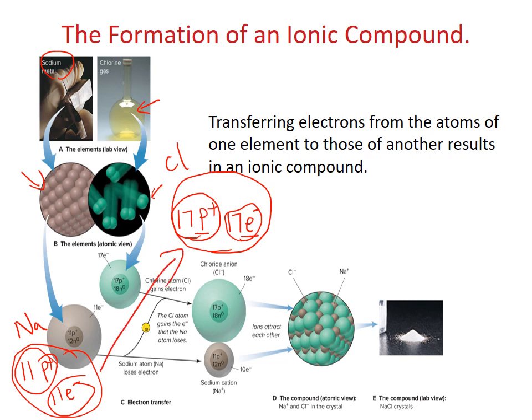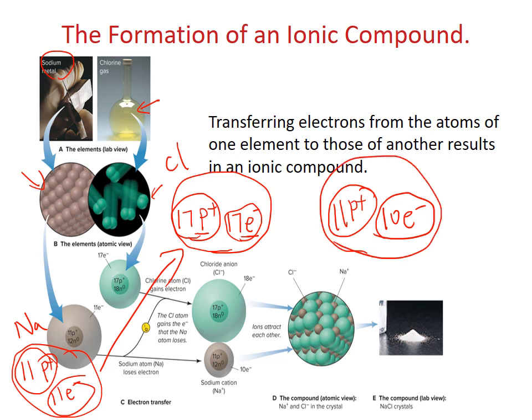By losing an electron, sodium now has 10 electrons. So still 11 protons in the nucleus, but only 10 electrons, because 1 electron is given to the chlorine, and therefore the sodium atom now has more protons than electrons. And because proton is positive and electron is negative, sodium has an extra positive charge, called a sodium cation.